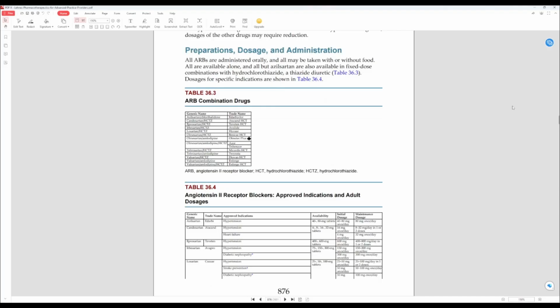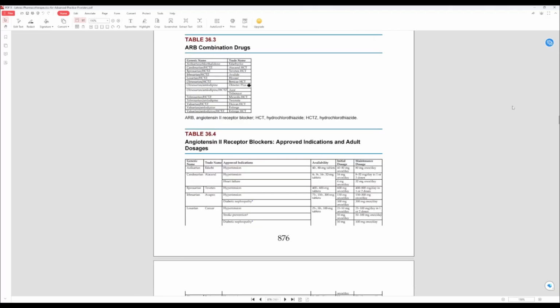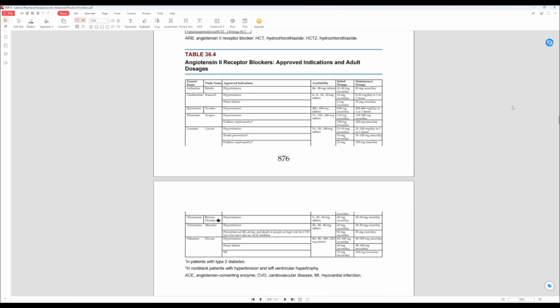All ARBs are administered orally, and all may be taken with or without food. All are available alone, and all but azilsartan are also available as a fixed-dose combination with hydrochlorothiazide, which is a thiazide diuretic. Dosages for each specific medication are shown in the following tables. So the first table here shows all the combo drugs, and the second, the indications. So it's an excellent spot to hit pause so you can take a look at it all.